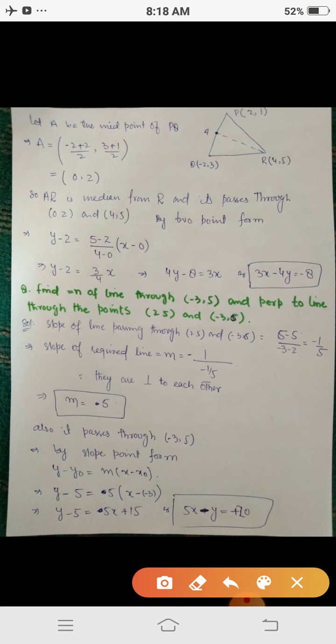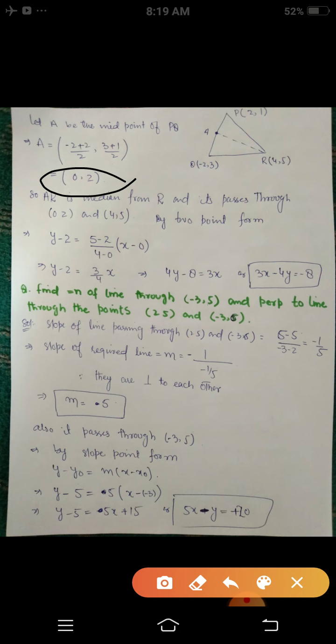Firstly, because we have to find the equation of this median through R, we first find the midpoint of PQ. By the section formula, the midpoint A is given by (minus 2 plus 2) upon 2, (3 plus 1) upon 2. So the coordinates of A, which is the midpoint of PQ, are (0, 2). When we join AR, this AR is the median from vertex R. Now clearly this median passes through 2 points: A whose coordinates are (0, 2), and R whose coordinates are (4, 5). We have to find its equation.